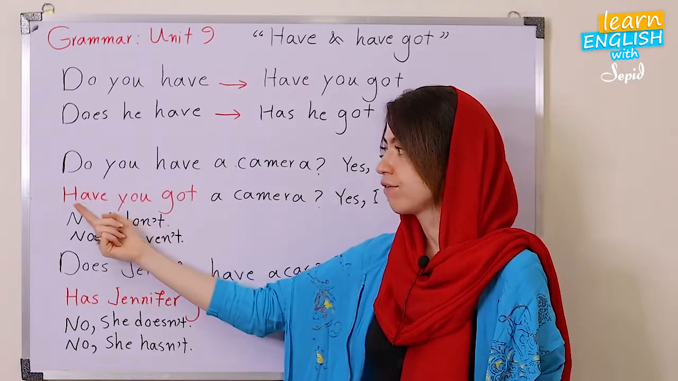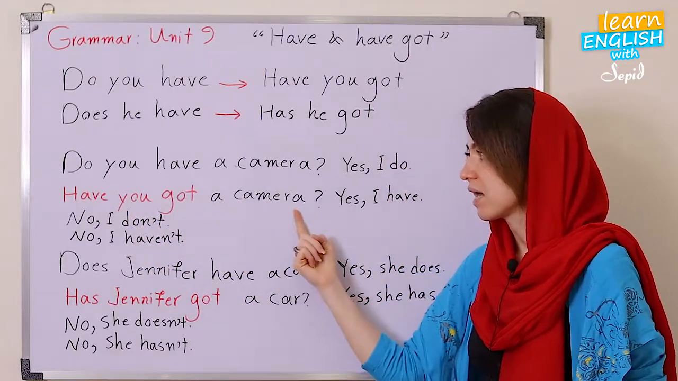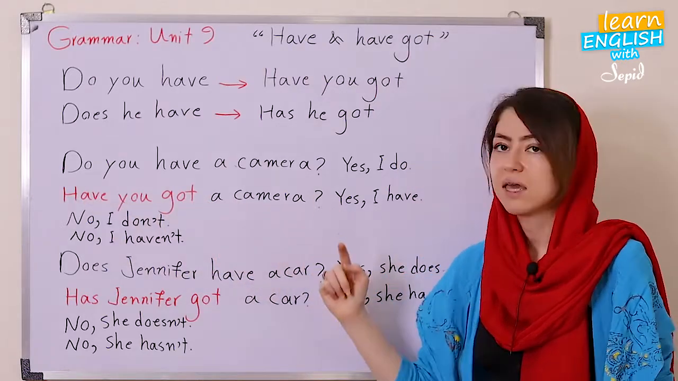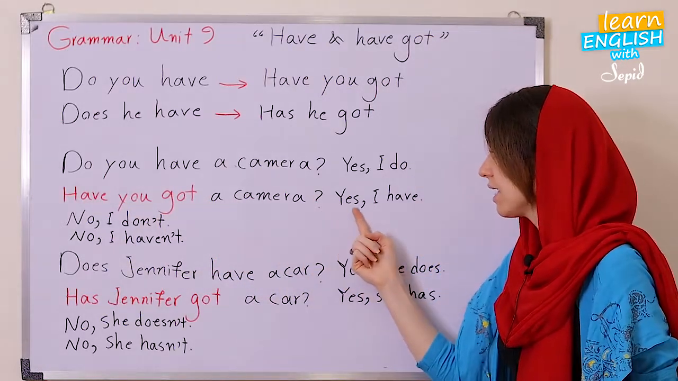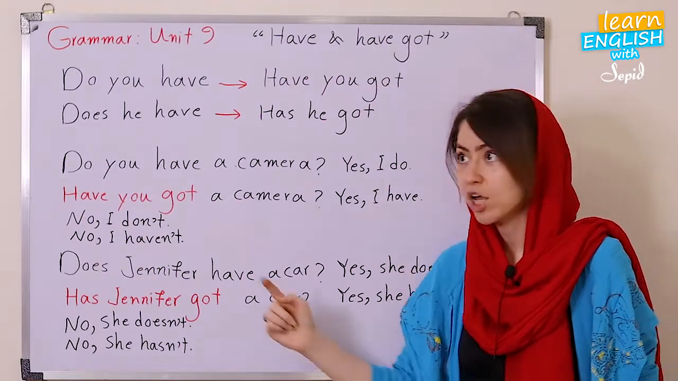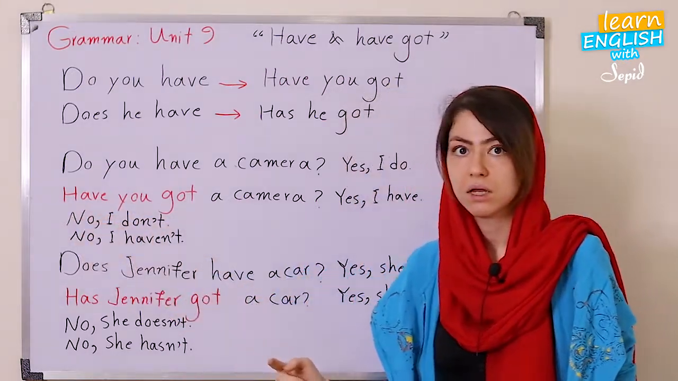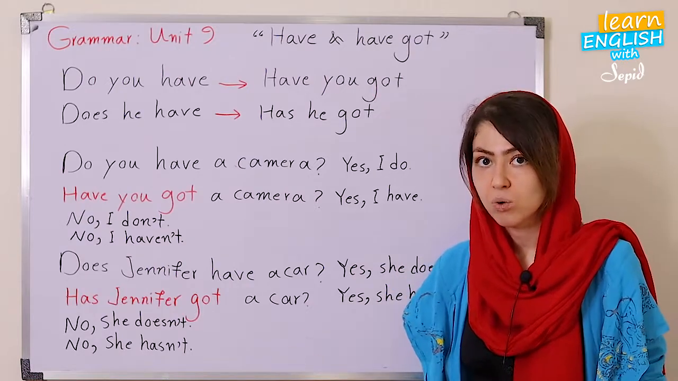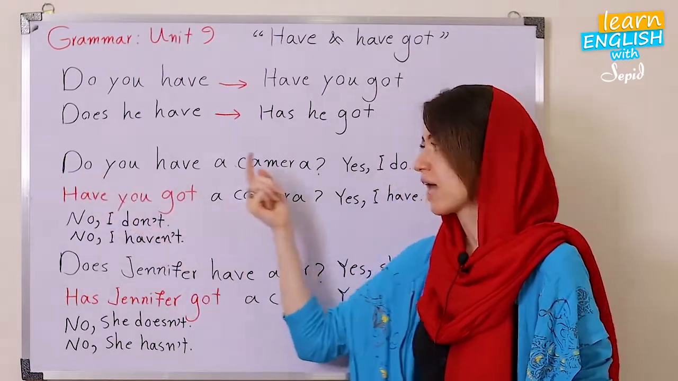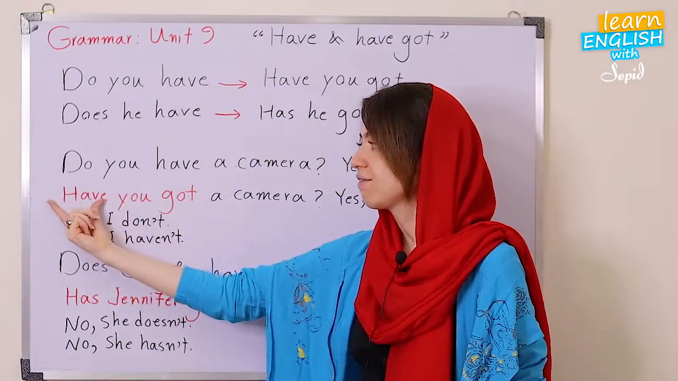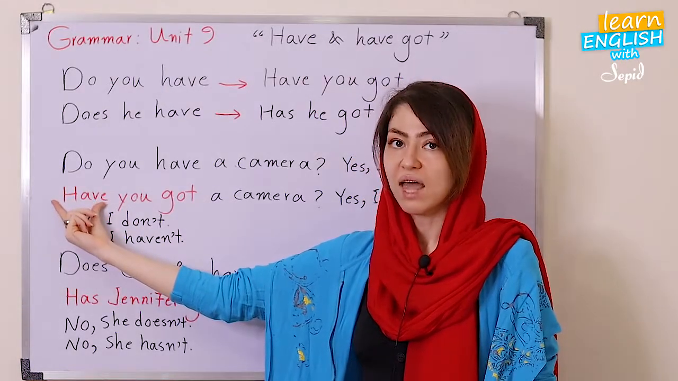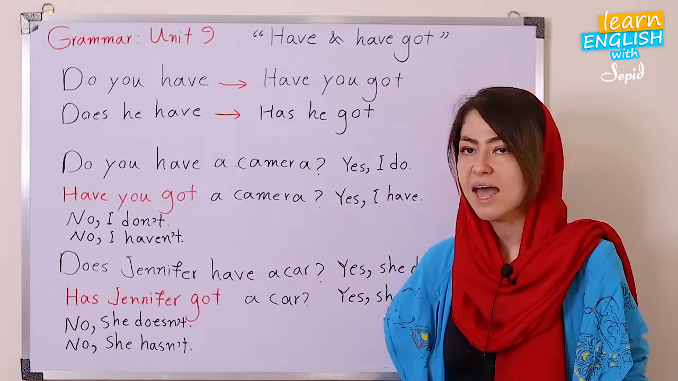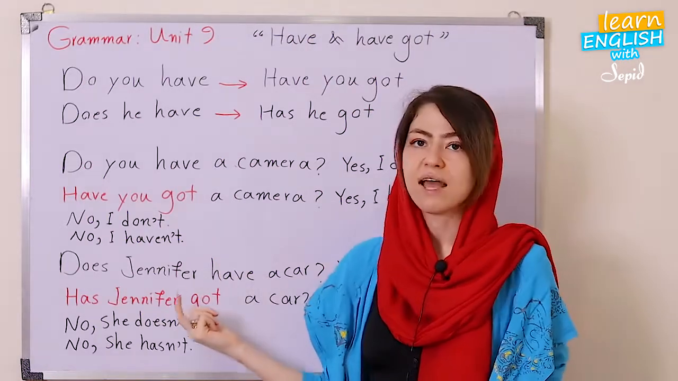Now the next question form, have you got a camera? The same meaning. And here, yes, I have, because this is the auxiliary. If we ask a question using do, you should answer, yes, I do. If we ask the question starting with have, we should say, have you got? And yes, I have.